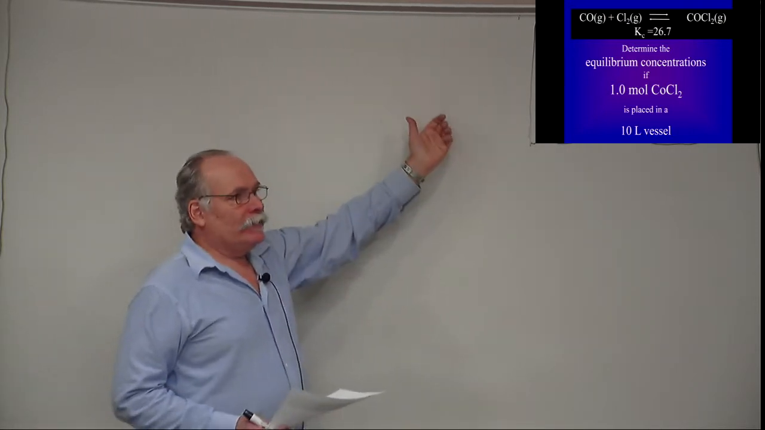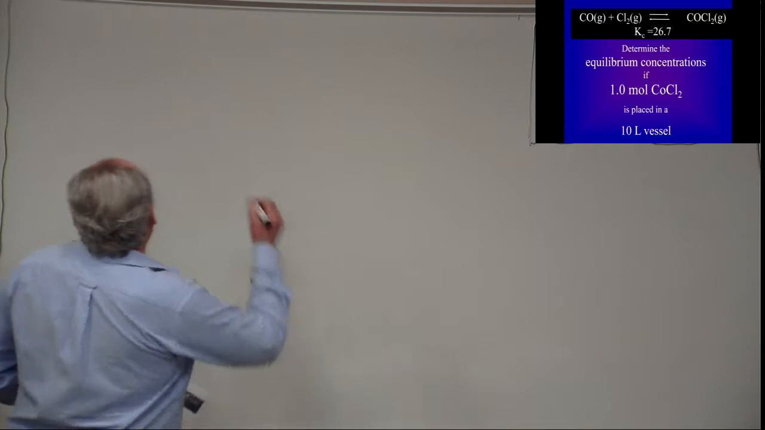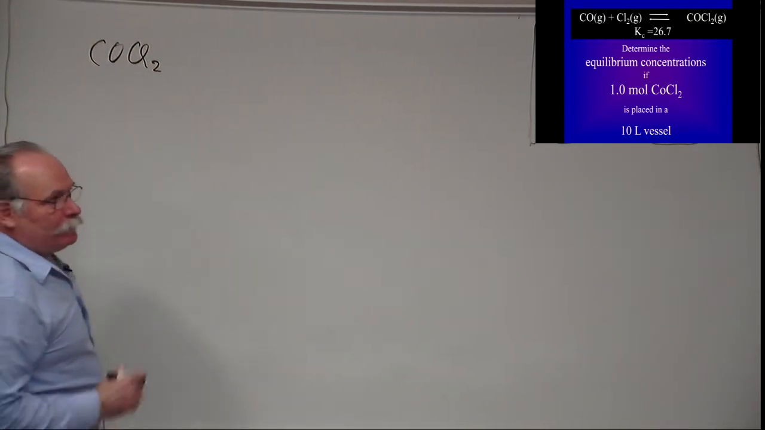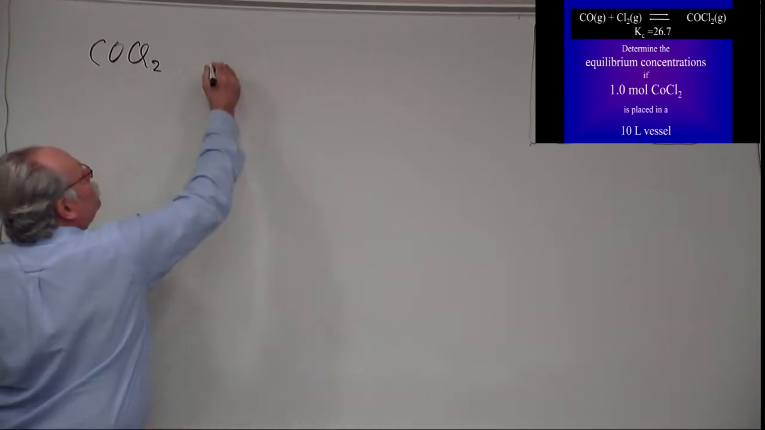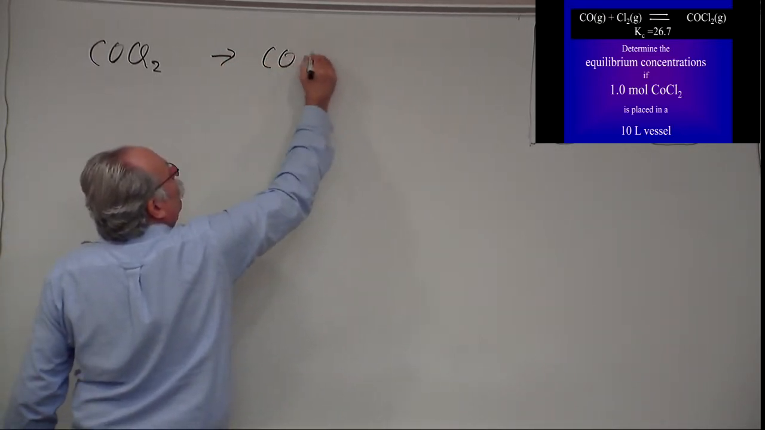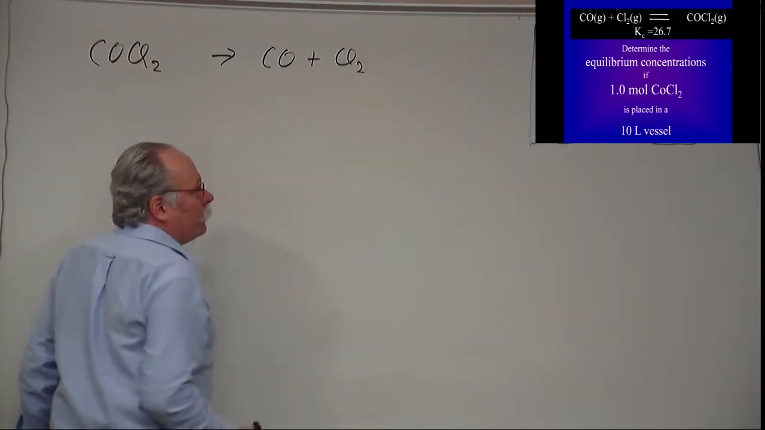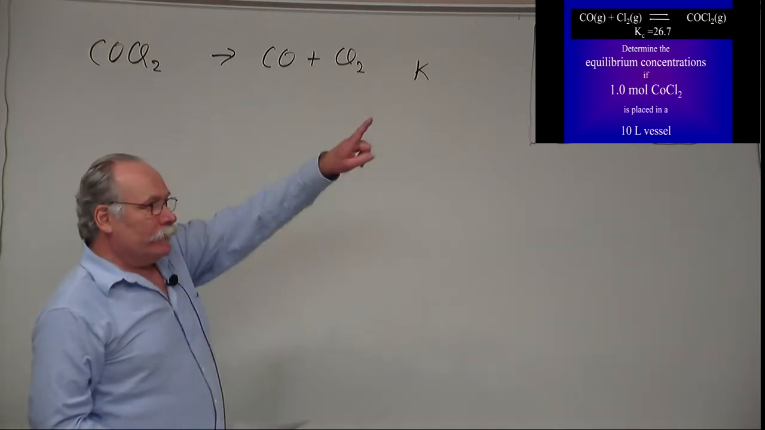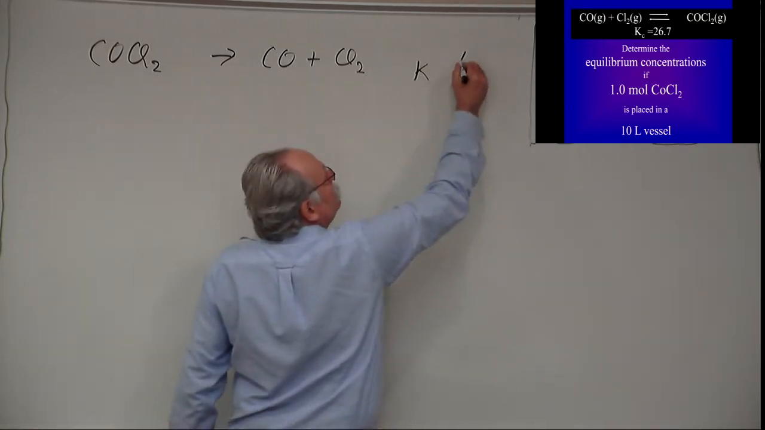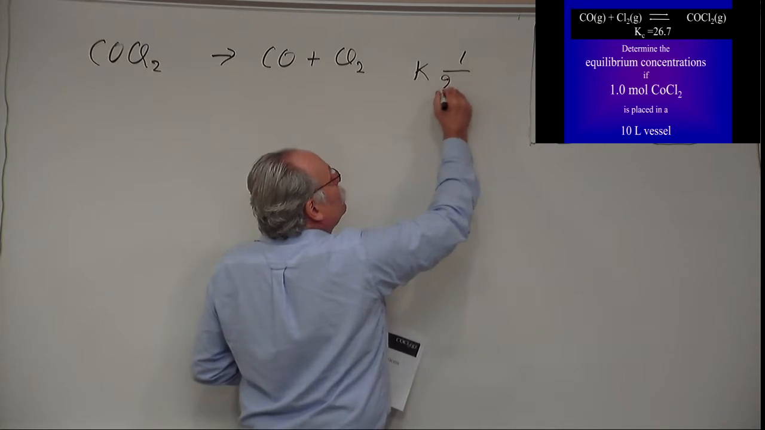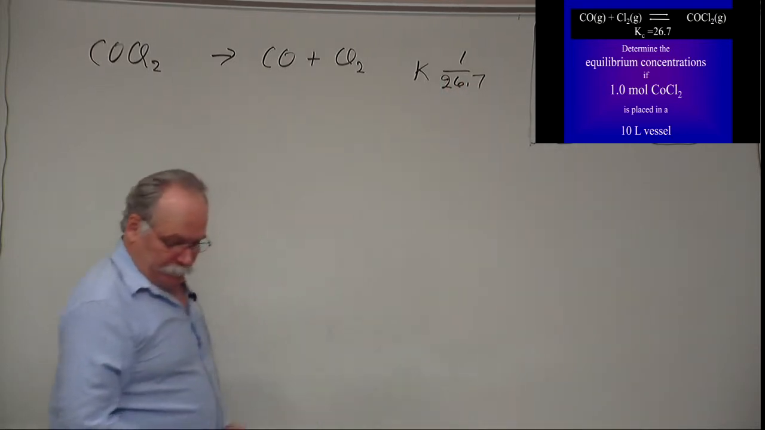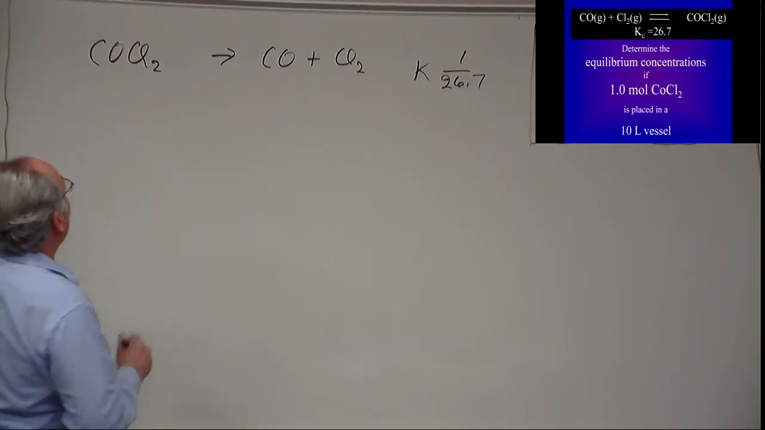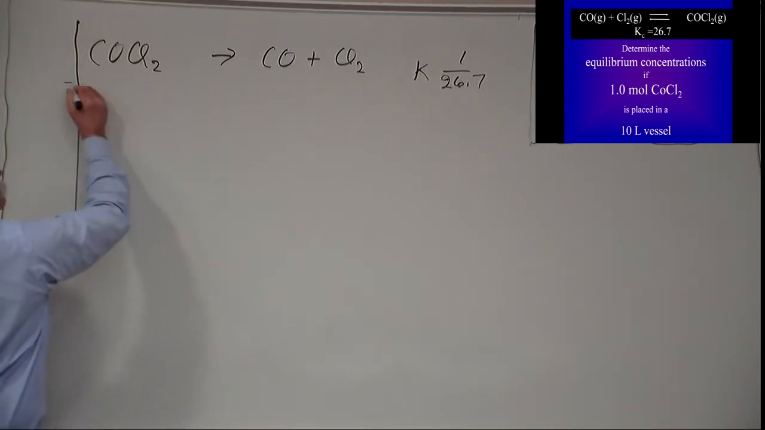So we must be making those. So I'm going to write the equation backwards and say that COCl2 is really my reactant, and it's going to make CO plus Cl2. And the K for this equation is the reciprocal of the K up on the overlay. So it's 1 over 26.7. Any questions?